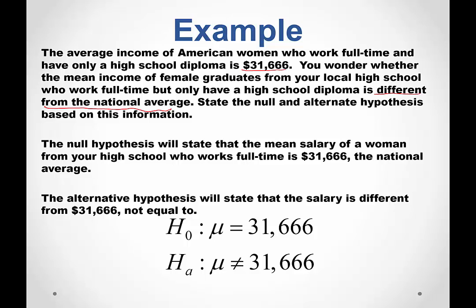And just by way of an aside, when we actually go through and perform a hypothesis test, this is called a two-tailed test, because we are actually testing whether the mean income is less than or greater than 31,666. Let's look at our next example.